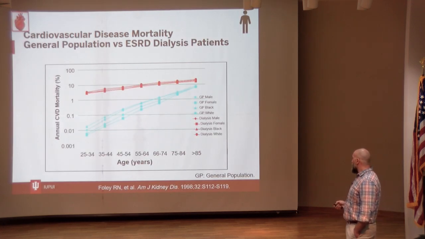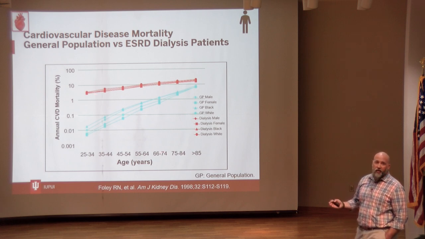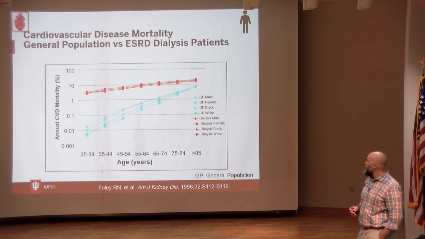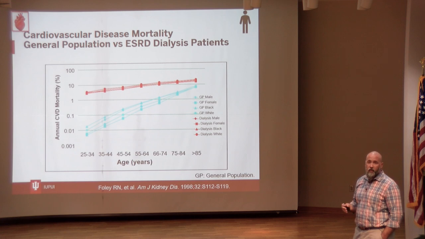A different way of looking at it, the teal are going to be general population. Those in the red are going to be on dialysis. And regardless of age, it really doesn't matter. Cardiovascular mortality is going to be higher in those folks that are on dialysis, regardless of age, regardless of sex, regardless of color. Okay?